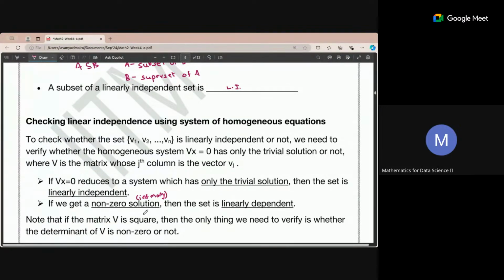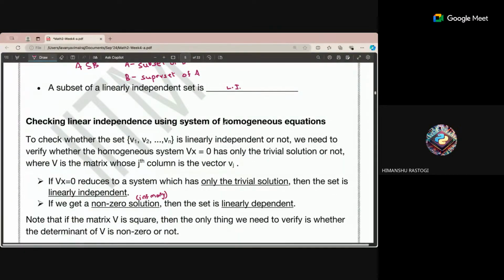Of course, if V is a square matrix, then you don't have to do Gaussian elimination at all. Simply use the determinant method. That's all. So these are the techniques, like I told you, the geometrical way as well as the procedure using the definition, and also some other techniques for checking whether a given set of vectors is linearly independent or not. So now you should not have any doubts regarding checking whether a given set is linearly independent or not.